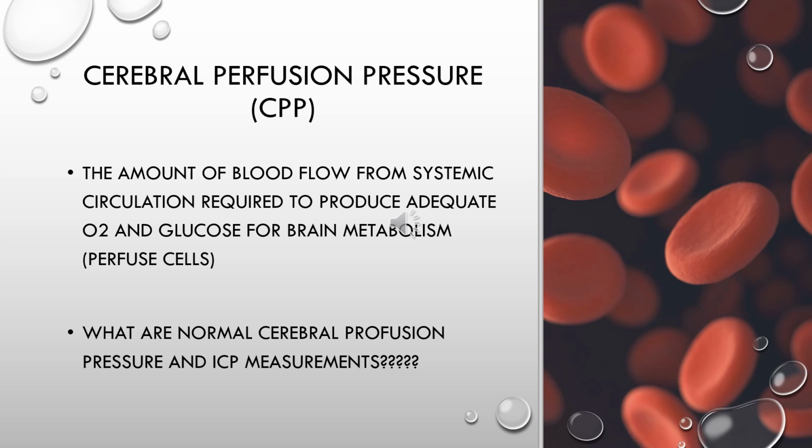ICP measurements, what are those and where should they be? ICP usually, the book says it should be about 10 to 15 millimeters of mercury for a normal ICP. Again, you're going to see some variations. I've seen some that say 5 to 15. I've seen some that say 7 to 15. But your book says 10 to 15, so we'll use that as our reference. But those are your normal measurements for those two components, the cerebral perfusion pressure as well as your ICP.